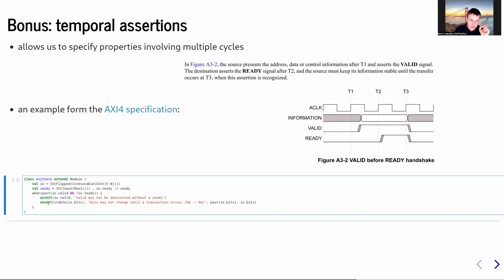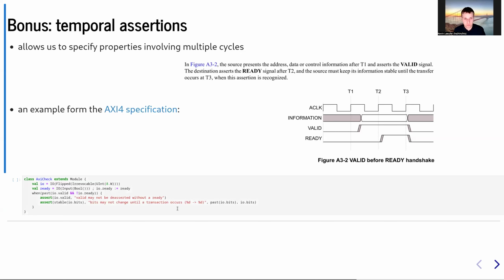And so we can express this with this other function called stable, which compares the previous value of an expression to the current value. So here we just say, okay, the bits cannot change if this is the situation, if in the prior cycle valid was true but ready was false. And so this is the way that you can express these temporal properties.